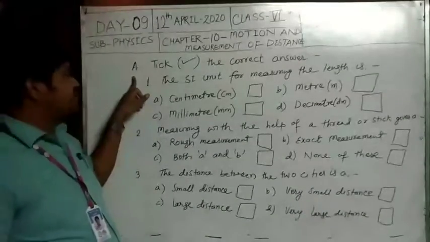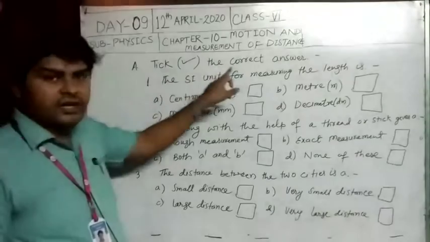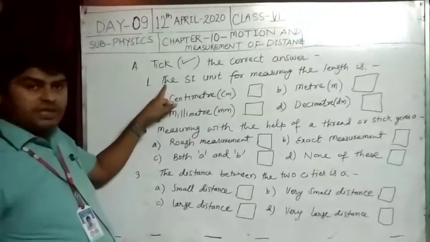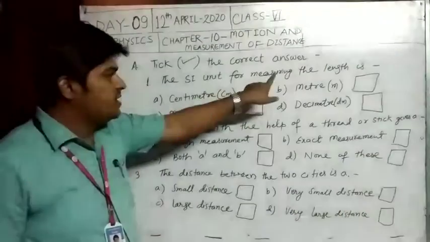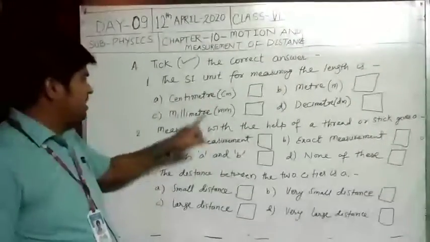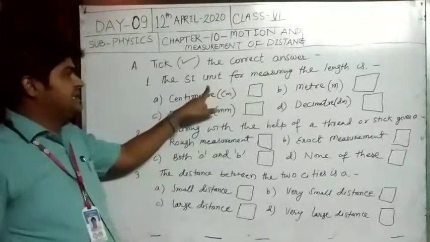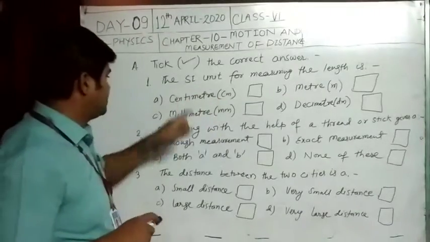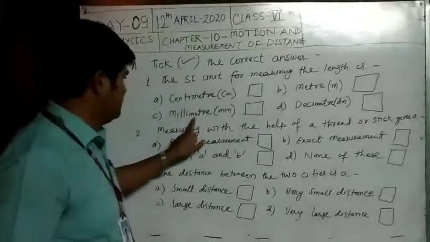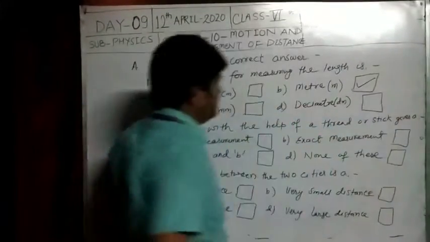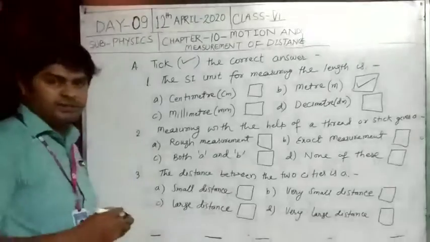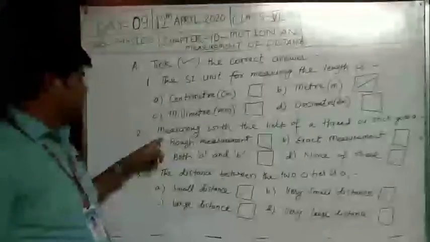Students, question A, tick the correct answer. Question number 1: the SI unit for measuring length is... I have taught that the SI unit for length is meter. So the correct option is meter, and your option is B. B is the correct option. You will tick option B. Okay.